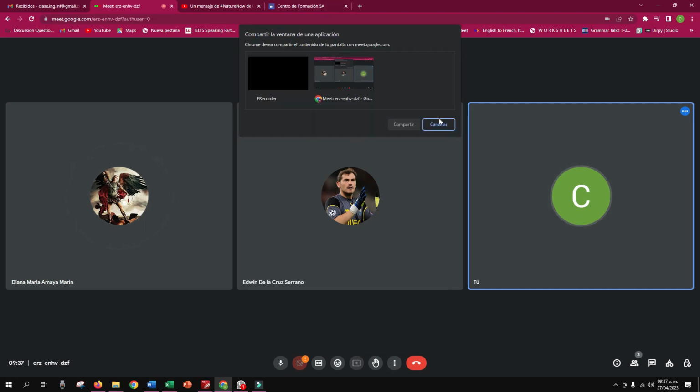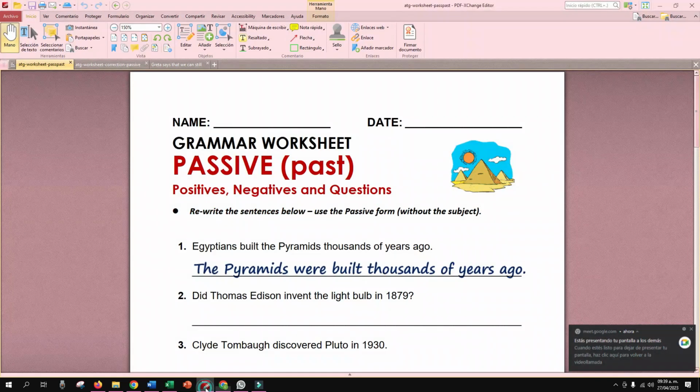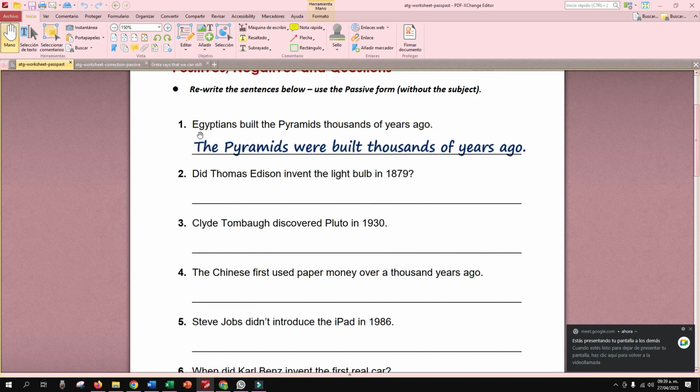So let me share a passive, but this time it will be in the past, right? So positives, negatives, and questions. Rewrite the sentences below. Use the passive form without the subject in this case. So there you have the first example. Egyptians built the pyramids thousands of years ago. So the pyramids were built thousands of years ago without the subject.